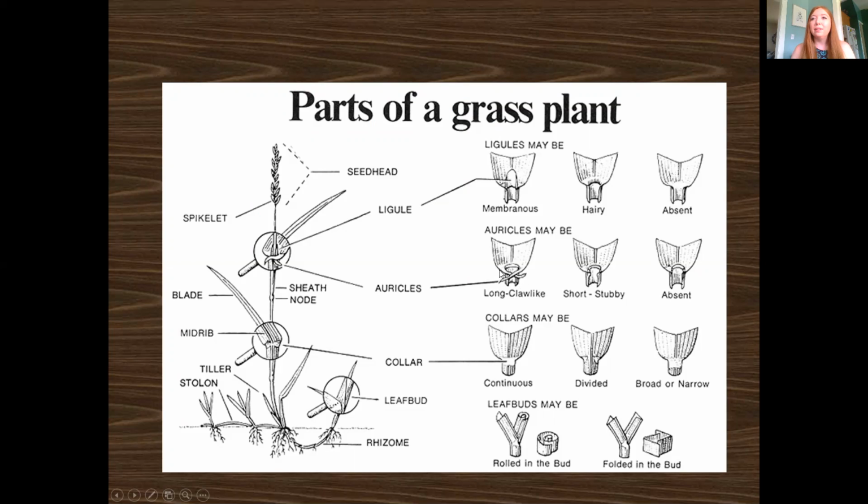Auricles, those are little ears that come out of the sides, and they can be claw-like and clasp, or they can be short and stubby, or they cannot be there at all. Likewise, the color here, so that's the region that you can see that the ligule and auricles might be a part of.